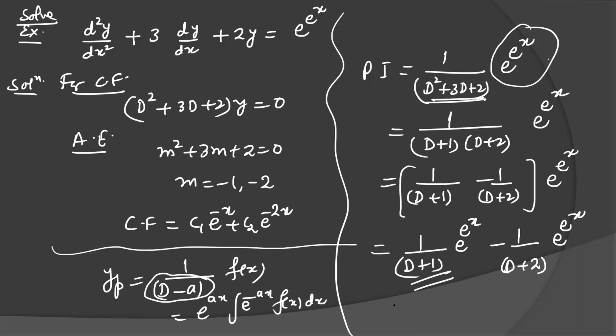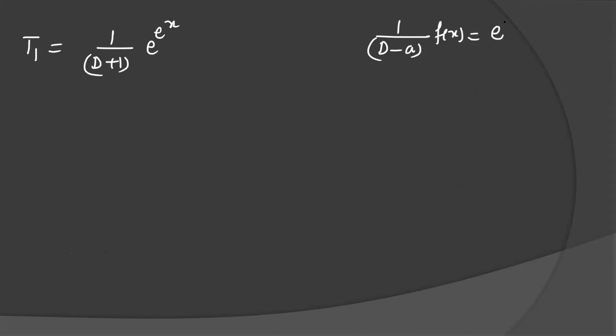Now solve the first integral. This is I1, this is I2. There are two terms, term 1 and term 2. I am going to solve term 1 and term 2 separately. For term 1, this is 1 over D plus 1 into e to the power x. Remember the formula: 1 over D minus a into f(x) is e to the power ax times the integral of e to the power minus ax f(x) dx.